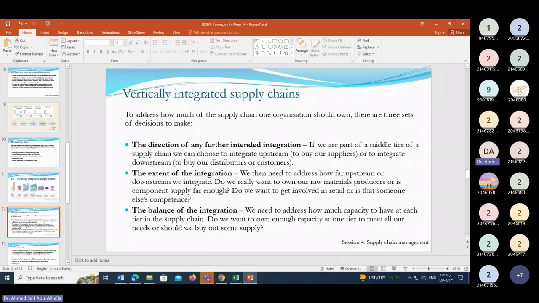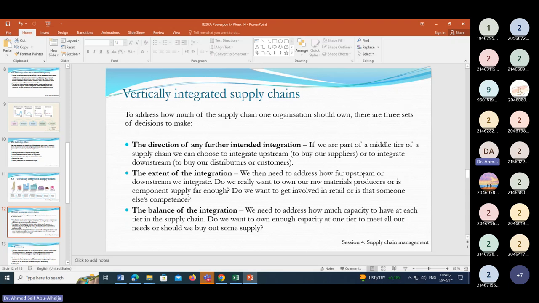Just now, the definition: upstream, your suppliers, or downstream, your distributors. Then the extent of this integration. You may say, I want to do upstream integration, I buy my suppliers, or you might say, I will do downstream, so you will buy distributors or customers. So now the question, the extent of integration: how much do you want to buy downstream or upstream? We need to address how far upstream and how far downstream.